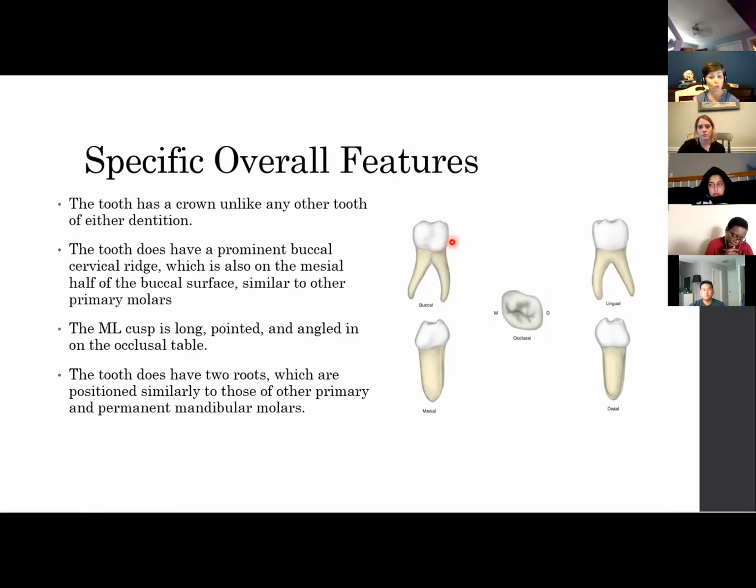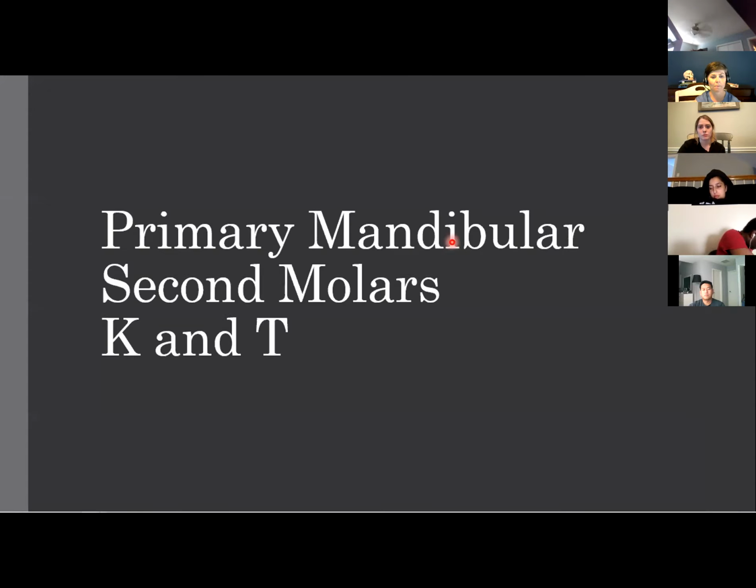And the tooth has two roots, which are positioned similarly to those of other primary and permanent mandibular teeth. They have a little bit more of a flare, but you can see that they're straight, and they're just the two roots as though they're standing.